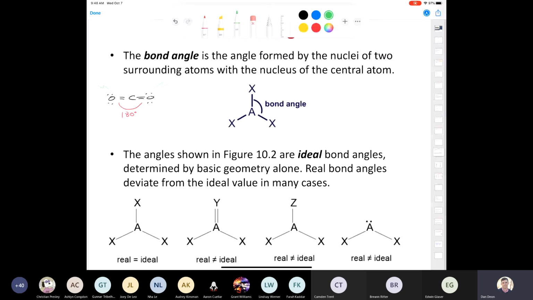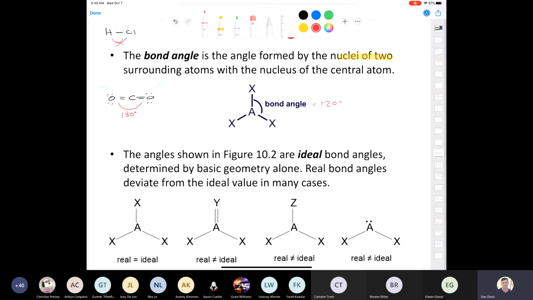If I look at the molecule HF or HCl, let's say, there's no bond angle here. You might say, well, this looks like a straight line, Mr. Dion, that's linear. Well, all bonds are drawn as straight lines, okay? There's no bond angle. It says formed by the nuclei of 2 surrounding atoms with the nucleus of a central atom. So that means you've got to have a minimum of 3, okay? And the example shown here is a trigonal planar, so the bond angle would be equal to 120 degrees, and we discussed that.